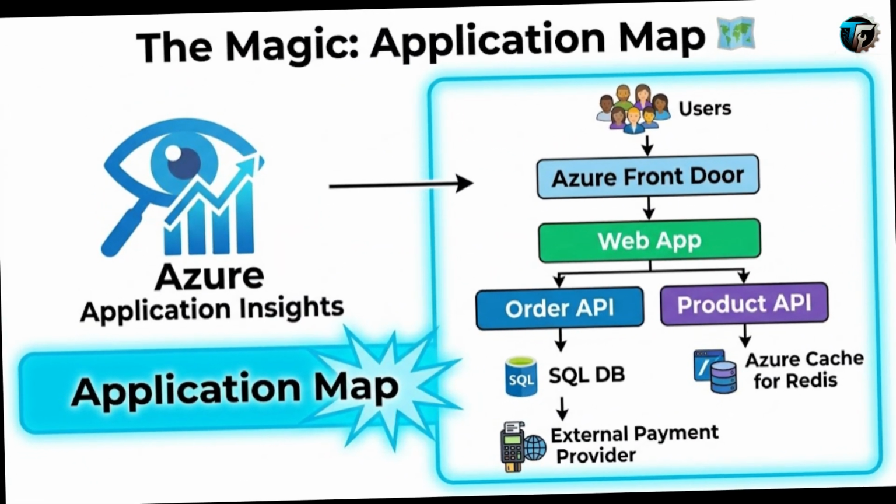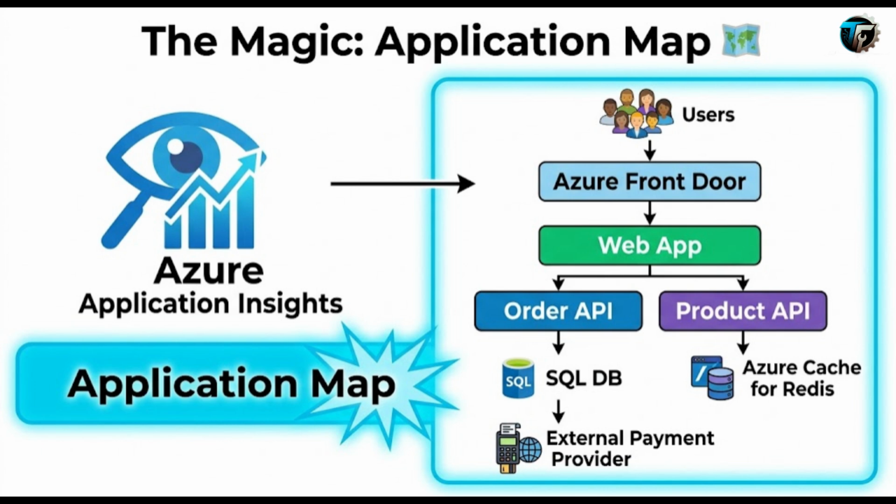One of the most useful concepts for architects is understanding application dependencies. A modern application rarely works alone. The application may call APIs. APIs may call databases. Services may call Redis. And payment services may call external providers. Application Insights can help us visualize these relationships. This gives architects something extremely valuable: a view of how the application components depend on each other.